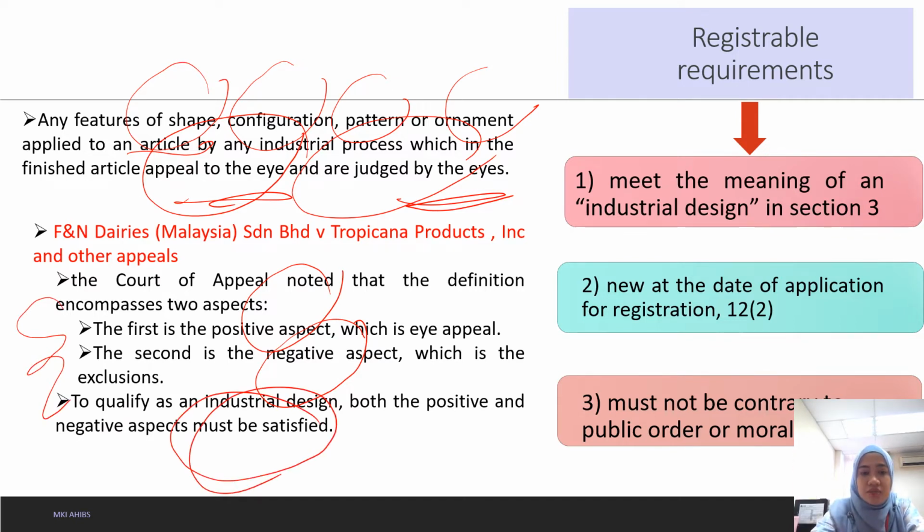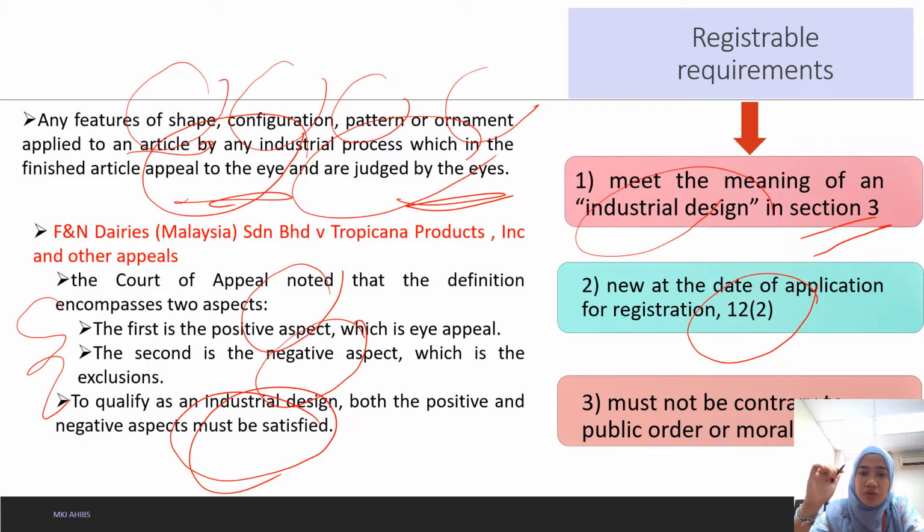Okay, there are positive aspect and negative aspect, in which these two aspects must be satisfied in order for that particular work to be protected under ID. Later we will take a look at what is the positive aspect and negative aspect of the ID. So the registrable requirement for ID, there are three registrable requirement. First, it must meet the meaning of industrial design under section 3, and then it must be novel under section 12 subsection 2, and it must not be contrary to public order and morality.